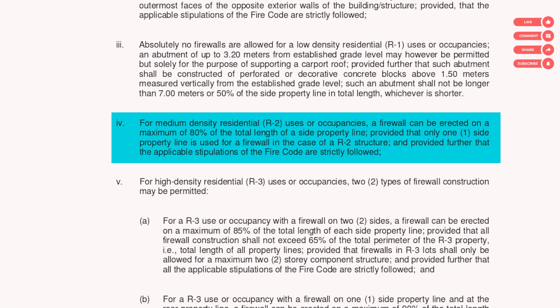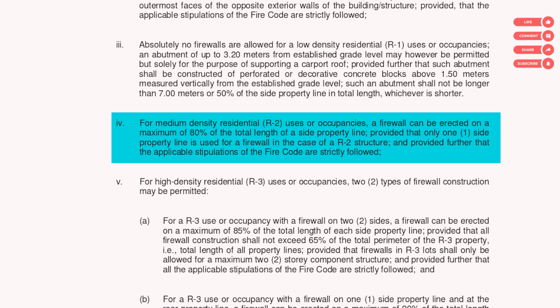Next, paano sa R2 naman? Can you build firewalls? Yes. So R1 lang naman talaga bawal. The rest pwede. Ang tanong na lang is how much? How long? How tall? Etc. If R2 yung zoning ng property, you can have a firewall on one side only. Okay? It shouldn't exceed 80% of the length of the property line.